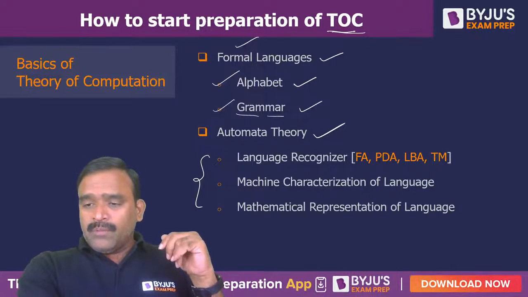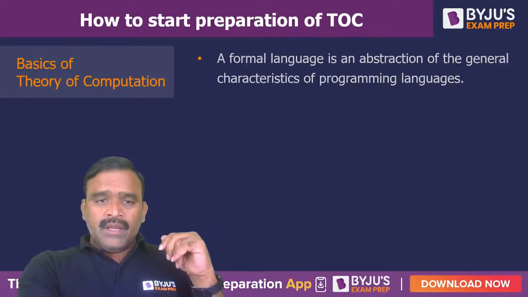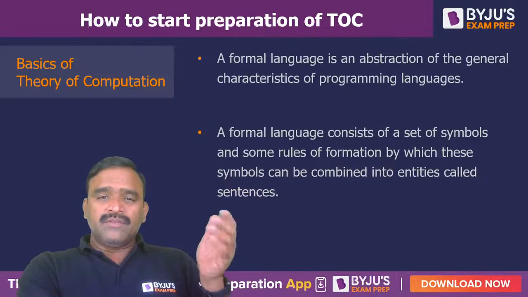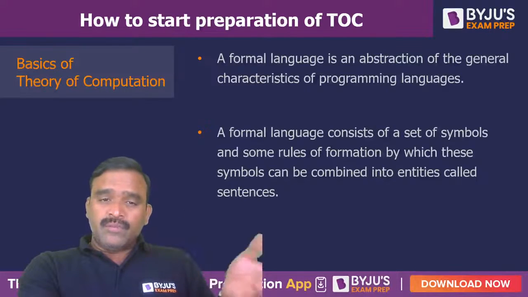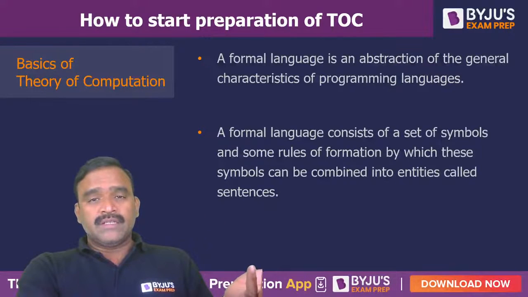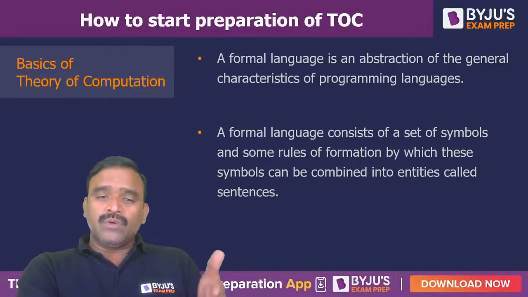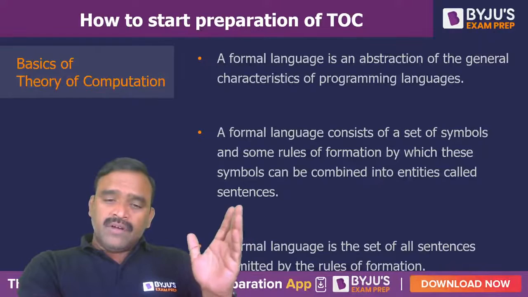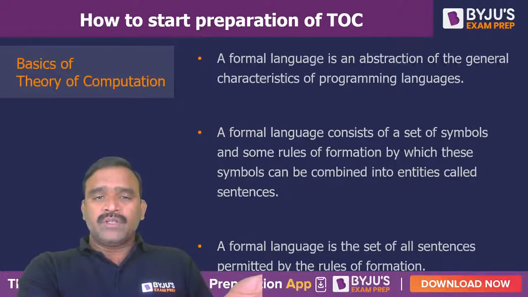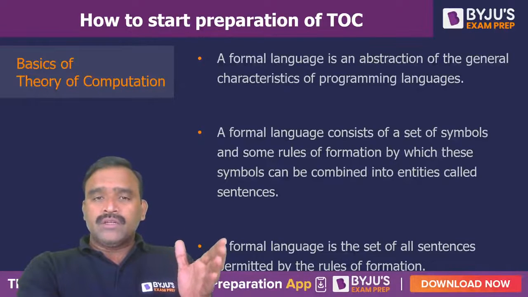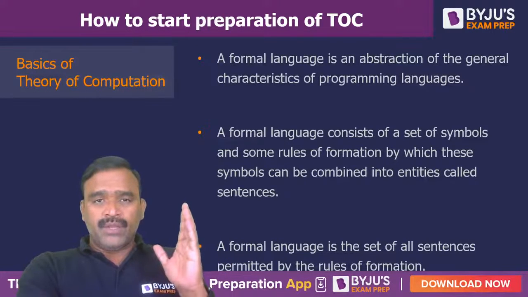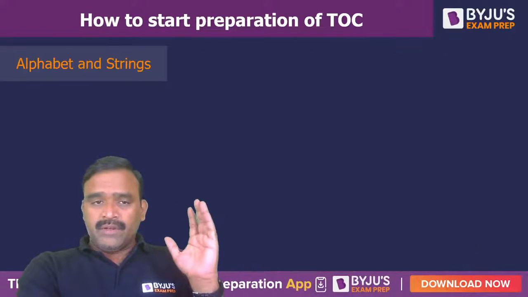Now I hope I am audible and visible to every one of you, and you are able to follow me. Basically, a formal language is an abstract of general characteristics of programming languages. A formal language consists of a set of symbols and some rules for formation of sentences, just like we follow grammar rules in the English language, Hindi, Telugu, whatever it is. A formal language is the set of all sentences permitted by the rules of formation. Every formal language will have its condition, and those conditions must be satisfied for taking a string. A pattern of the string also will be given.